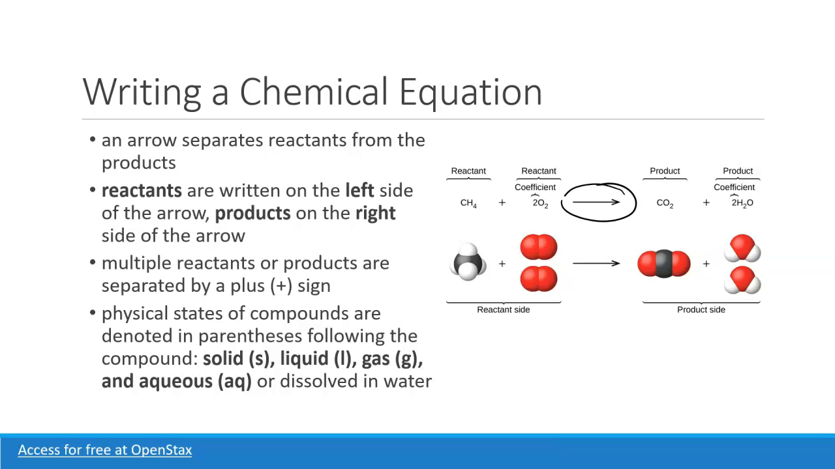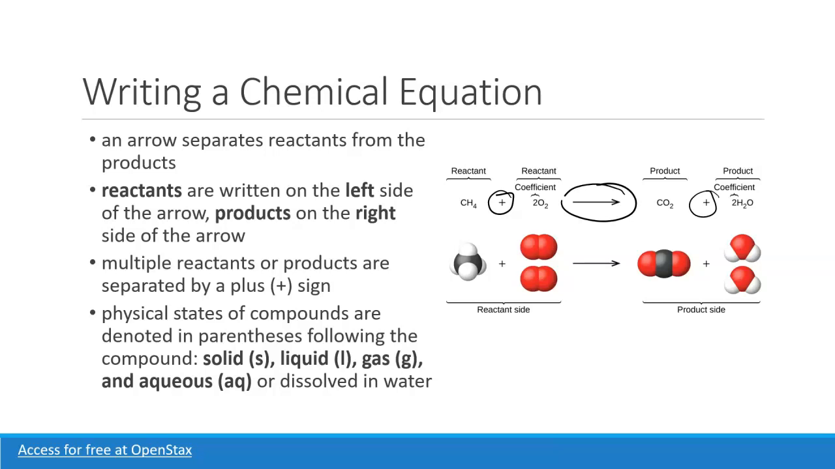On the left-hand side, we have our reactants. On the right-hand side, we have our products. Now, if we have more than one reactant, we're going to represent that with a plus sign. And same way on the product side, when we have multiple products, we will separate those with a plus sign.